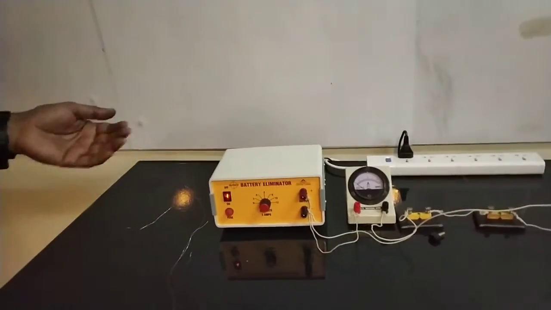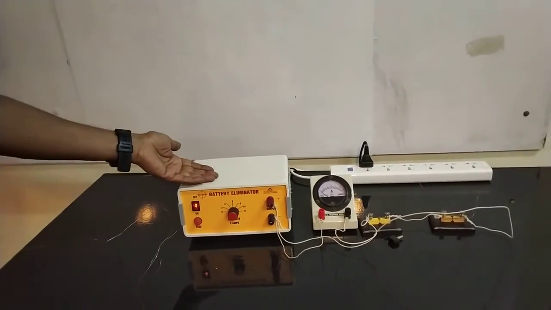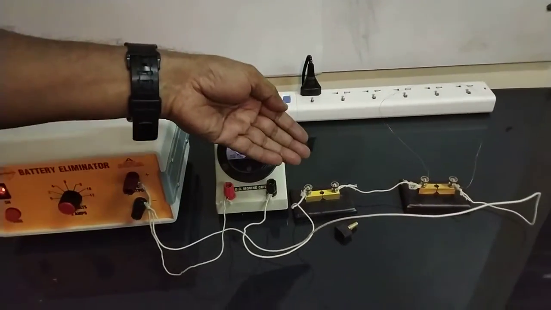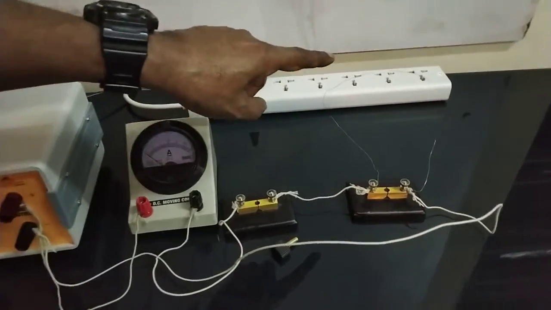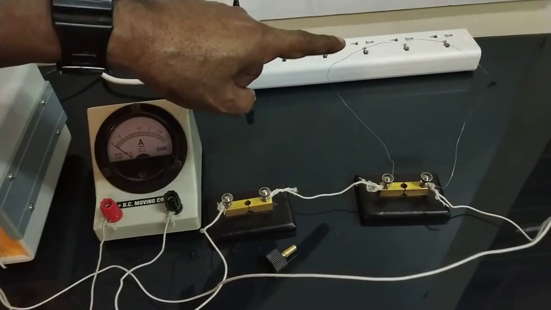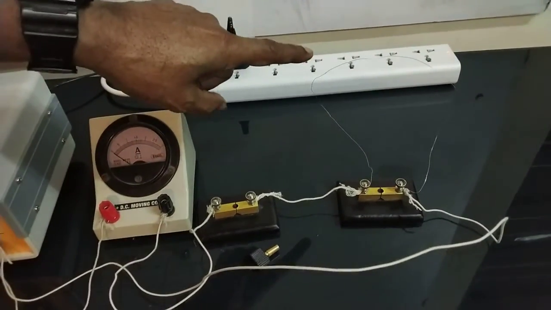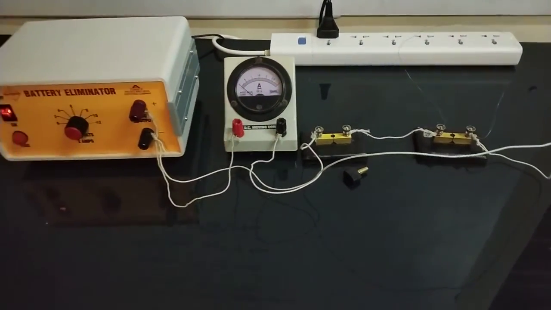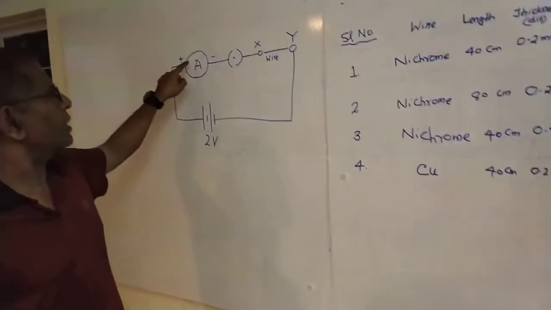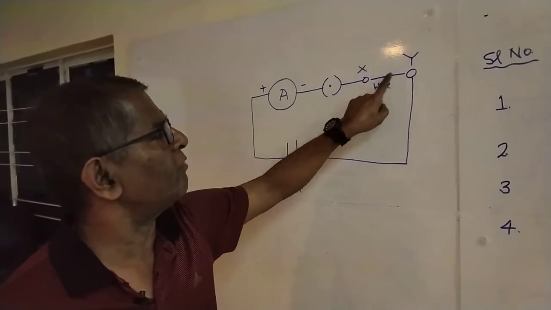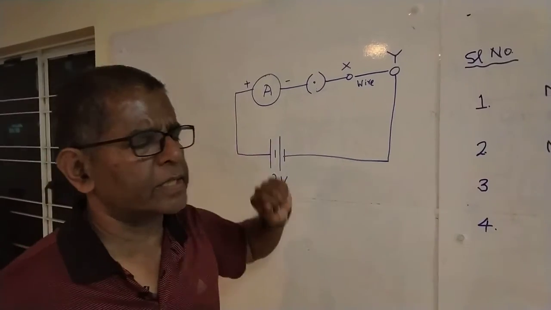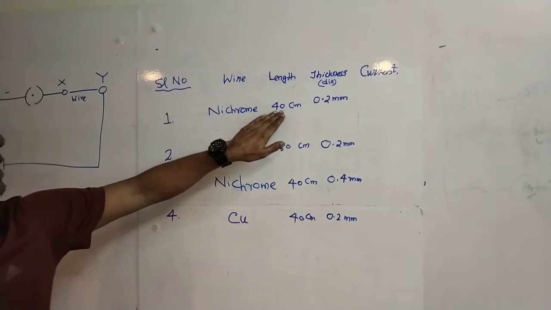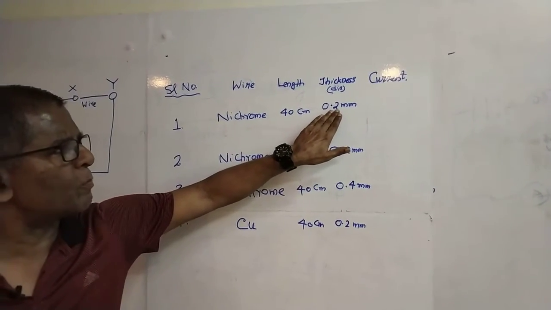So this is the circuit which we have wired: battery eliminator, and this is the ammeter for measuring the current, and this is the key, and we will start with the first wire. This wire is a nichrome wire and the length is around 40 centimeter, and this is connected to the battery. This completes the circuit: ammeter, key, and here we will be inserting the different wires. So first we will start with nichrome wire, length 40 centimeter, thickness 0.2 mm.